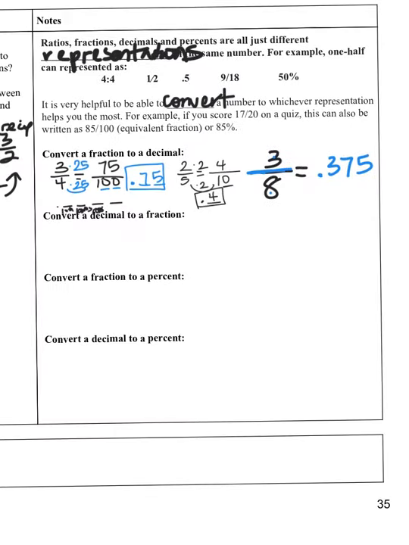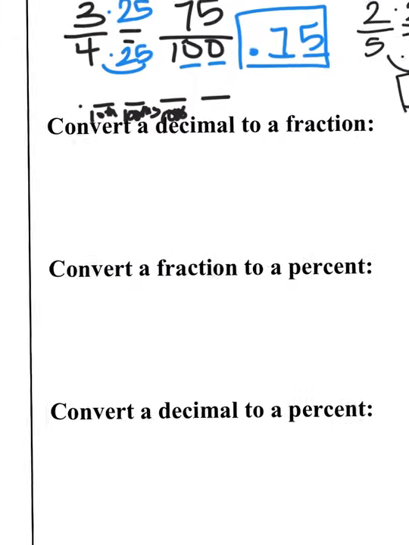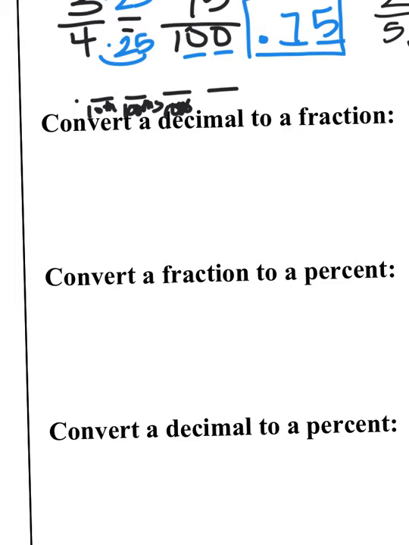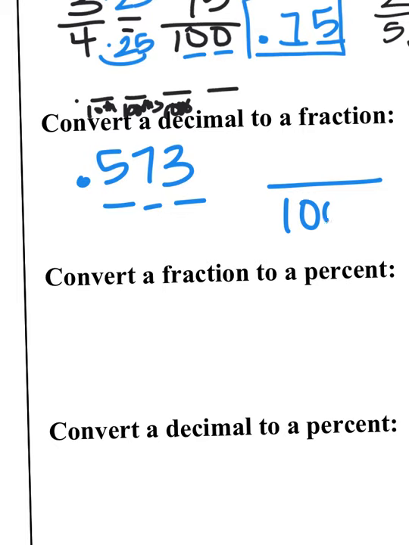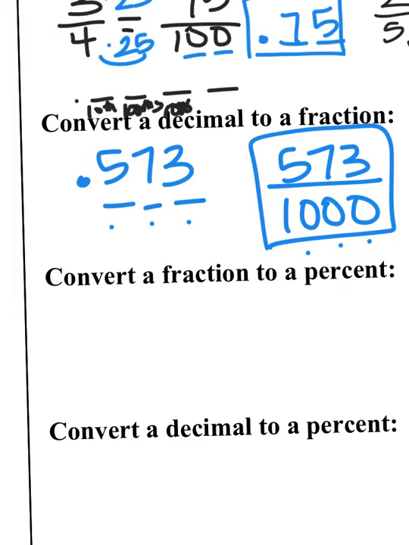Okay, so that is fractions to decimals. Now let's do decimals to fractions, which is even easier. So let's say you have the number 0.573. Okay, remember the rule from above. However many spaces to the right of the decimal is how many zeros are going to be behind your 1 in the denominator. Because this is tenths, hundredths, thousandths, we have thousandths over here, and we just put that 573 up top. Okay?